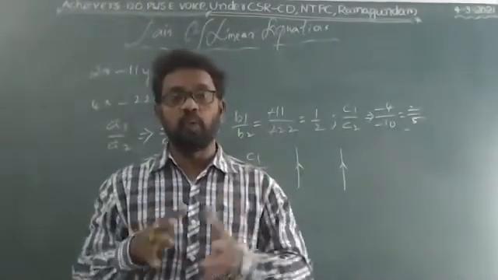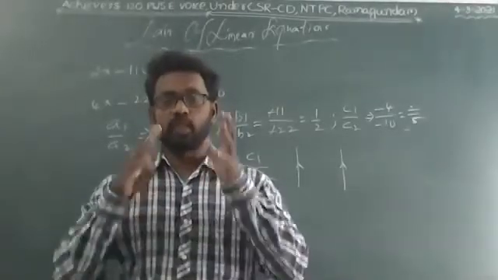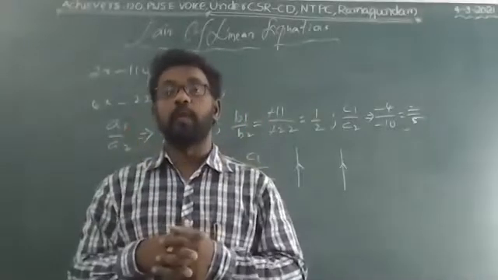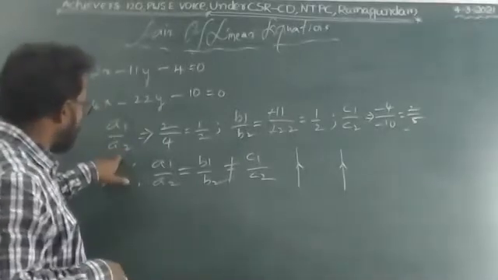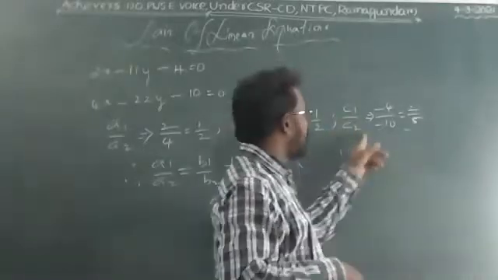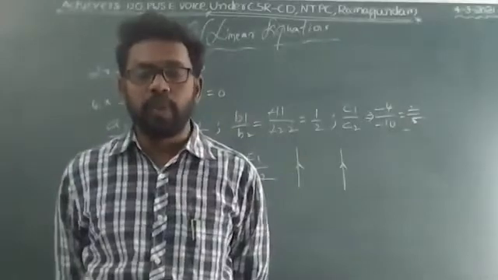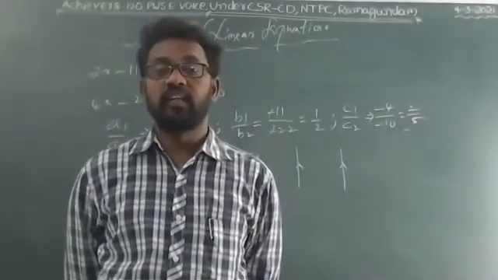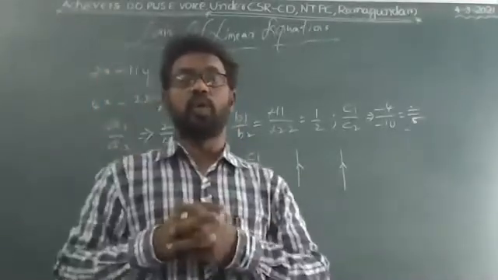So A1 by A2, if it is equal to B1 by B2 and it is not equal to C1 by C2, then the pair of linear equations are parallel. A good example of this is this one, because the A1 by A2 value is 1 by 2, the B1 by B2 value is 1 by 2, and the C1 by C2 value is 2 by 5. So you will get parallel lines.